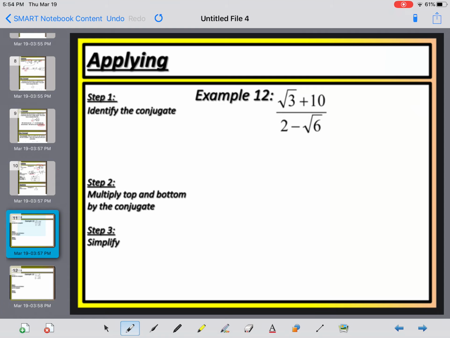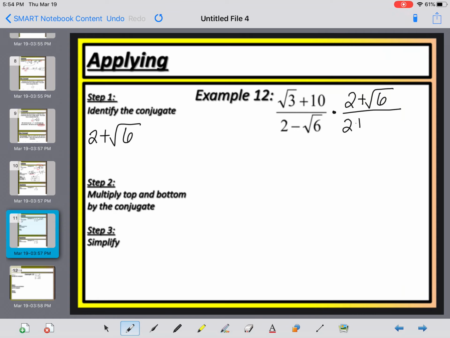Let's take a look at another one. So 2 minus the square root of 6 on the bottom means that my conjugate is going to be 2 plus the square root of 6. So top and bottom here is 2 plus the square root of 6. Well, looking at this, I'm going to have to FOIL in the top and in the bottom because both of those are binomials.